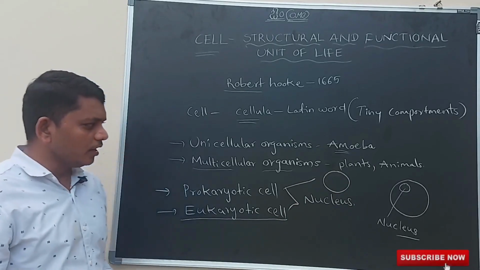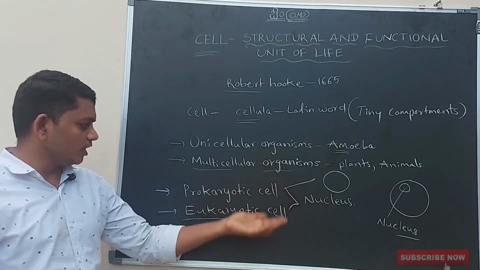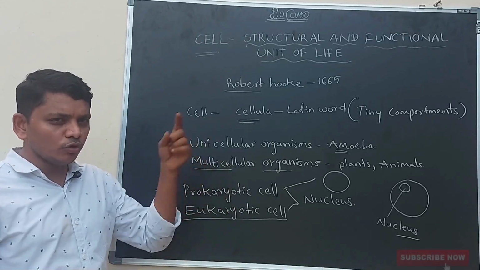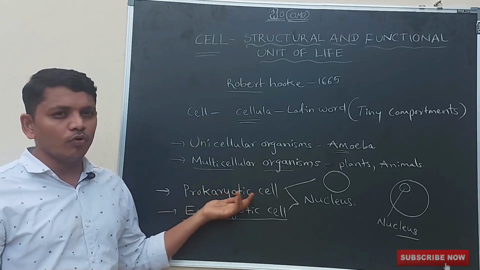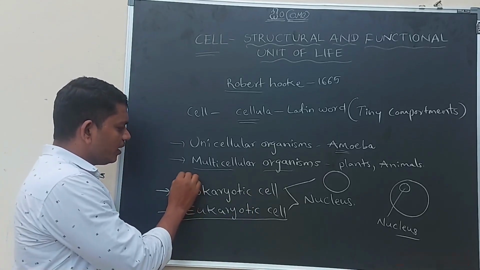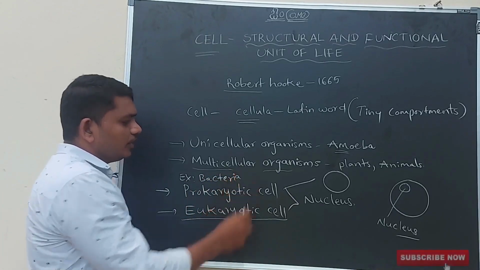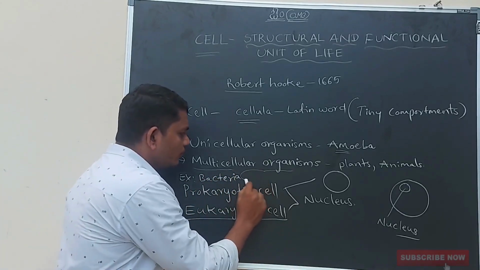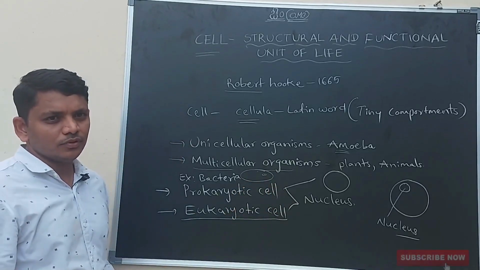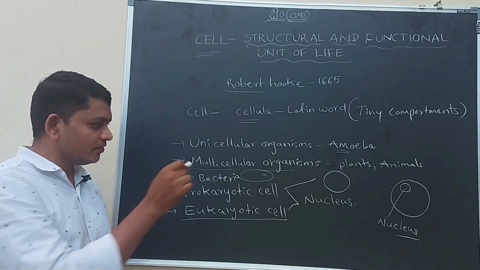Here we are classifying the cells on the basis of presence of the nucleus. If the nucleus is present in the cell, that is called a eukaryotic cell. If there is no nucleus in the cell, that is called a prokaryotic cell. The best example for the prokaryotic cell is bacteria. In bacteria cells, there is no nucleus and no membrane bound organelles within it.